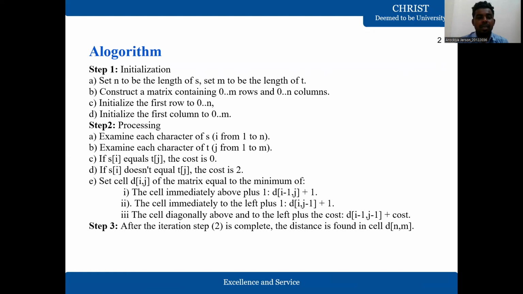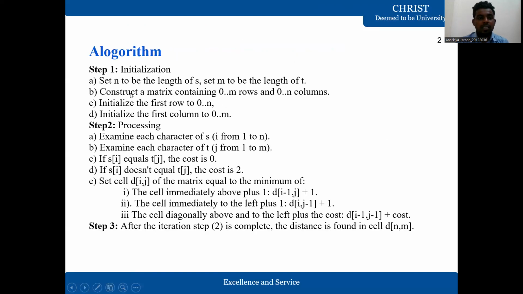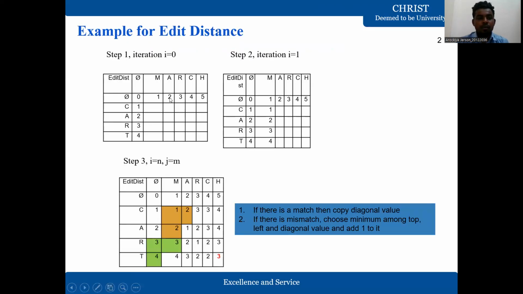Next, algorithm. Here I have executed this algorithm with an example. Example for edit distance. Here we have 3 steps. The first one is initialization. First, I have constructed the matrix. Here we have 2 strings. The one is March, the other one is cart. First, I initialized the first row and column.